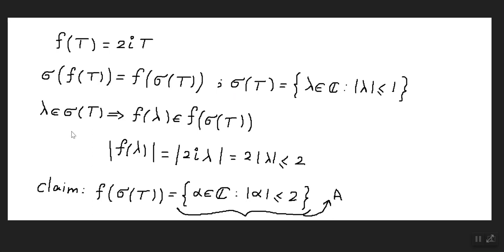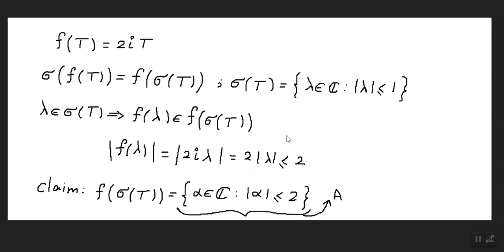Now, look at here. If we take any element of the spectrum of T, like lambda, then f of lambda belongs to f of sigma of T. But let me calculate the absolute value of f of lambda. The absolute value of f of lambda equals the absolute value of 2i lambda, right? Because this is f of lambda. And this equals, it is easy to see, 2 times the absolute value of lambda, because the absolute value of i is 1.